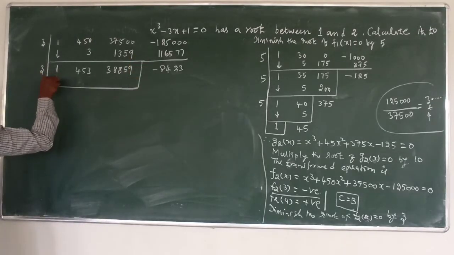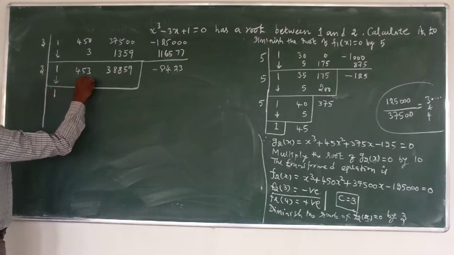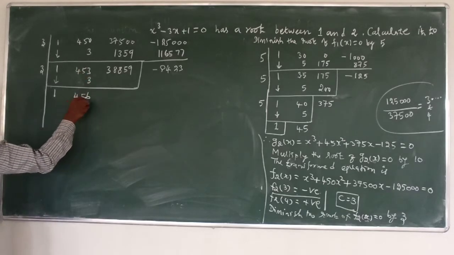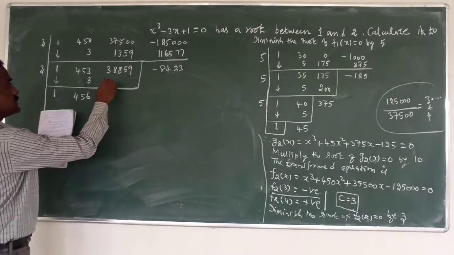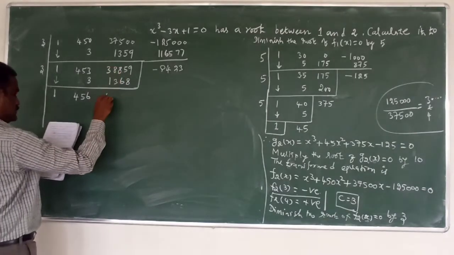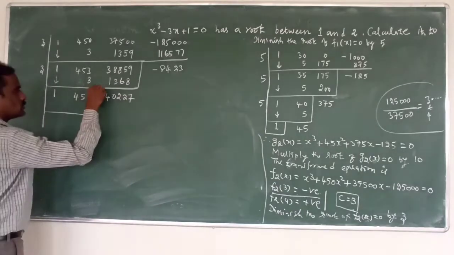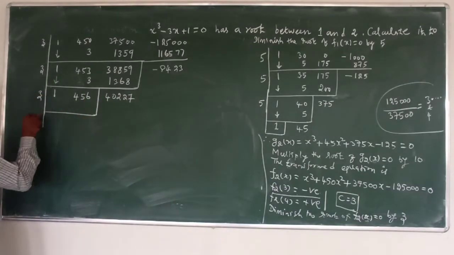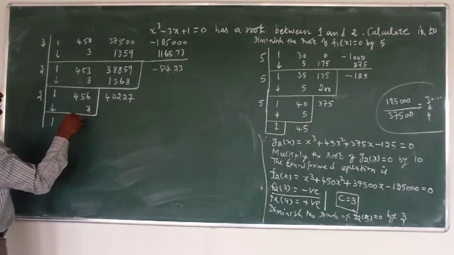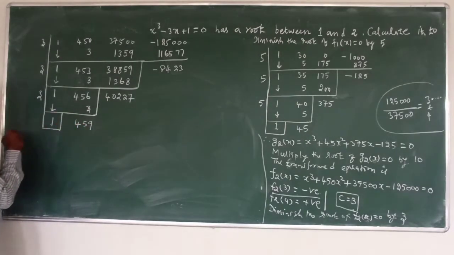And 3 again the 1 as it is, and 1 multiplied with the 3. Now 3 substitute here, add these two, 456. Now 456 multiplied with the 3, you can get the result 1368. Now add these two, result is 40,227. This is a constant value, so we can leave it that one. Again 3. Now 1 as it is 1, multiply with the 3. Now result is 459. This is a constant value, we can leave it this one.